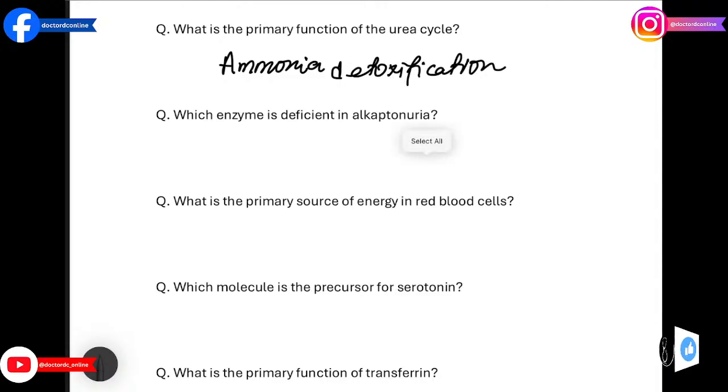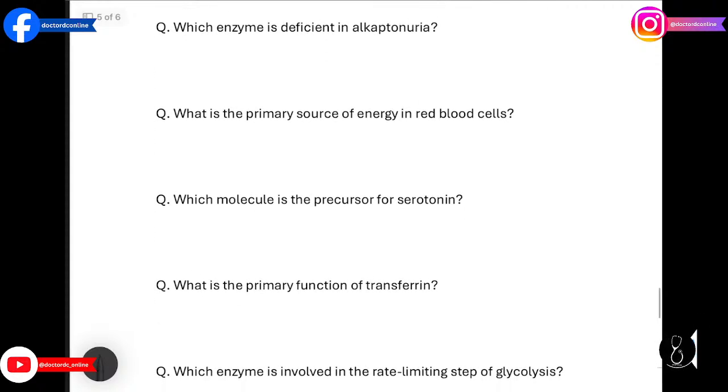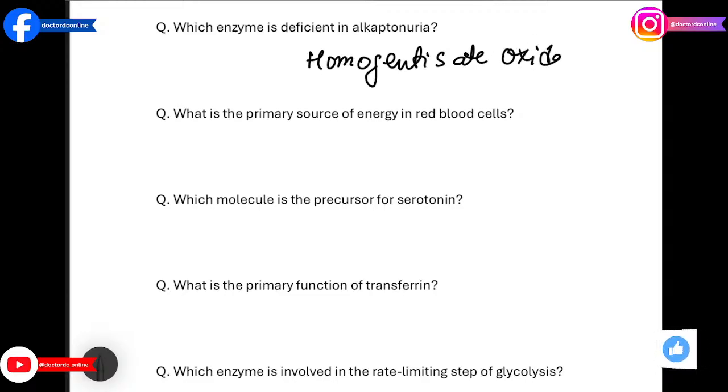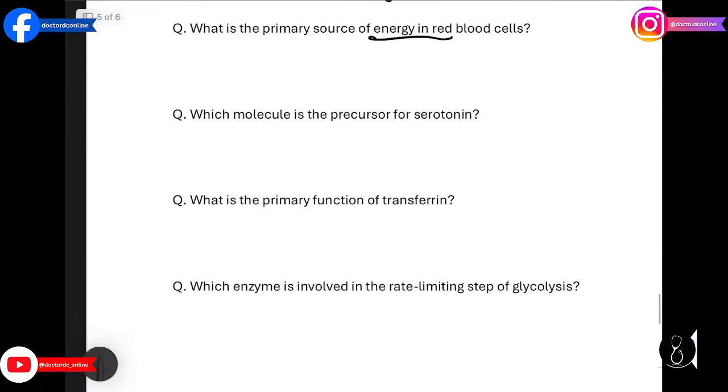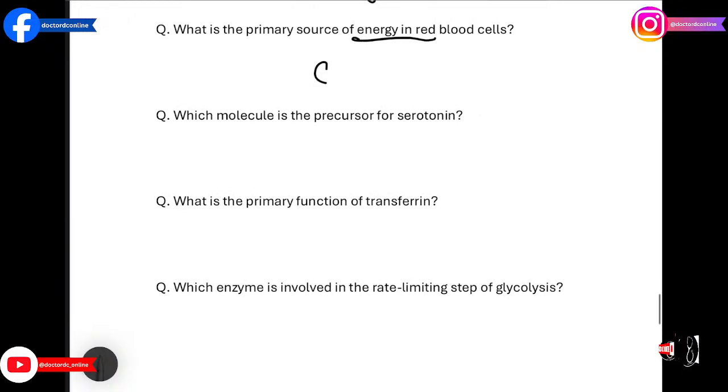The next question is, which enzyme is deficient in alkaptonuria? And the answer is homogentisate oxidase. This causes homogentisic acid accumulation, leading to dark urine. The next question is, what is the primary source of energy in red blood cells? And the answer is glucose. They rely on anaerobic glycolysis due to lack of mitochondria.